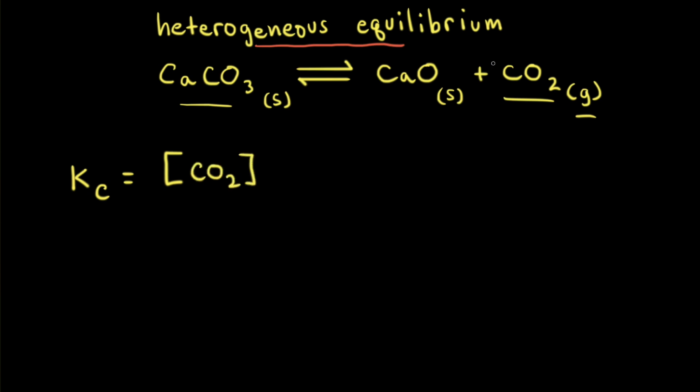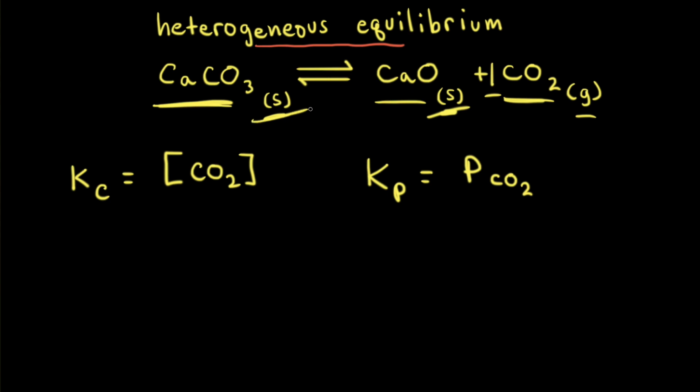And since the coefficient is a 1 in the balanced equation, this would be the concentration of CO2 raised to the first power. Our other product is a solid, so we're going to leave that out of our equilibrium constant expression. And for our reactant, calcium carbonate, that's also a solid, so that's also left out of our expression. If we were to write a Kp expression here, we would include the partial pressure of our gas, which is carbon dioxide. So this would be the partial pressure of carbon dioxide to the first power. And once again, we would leave the two solids out of our equilibrium constant expression.